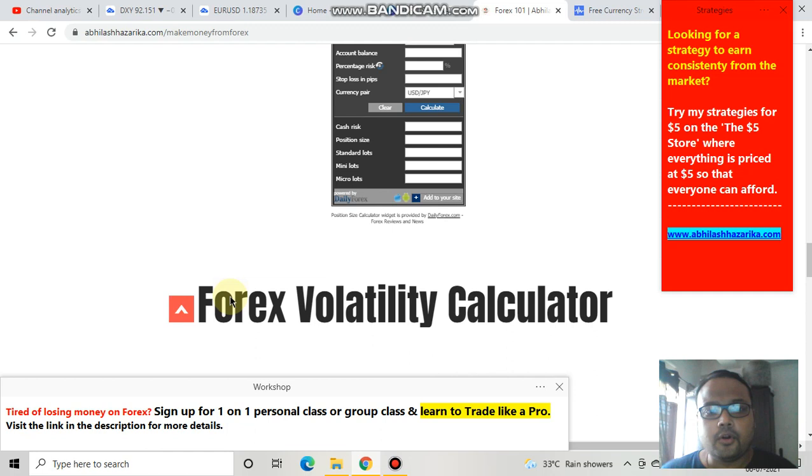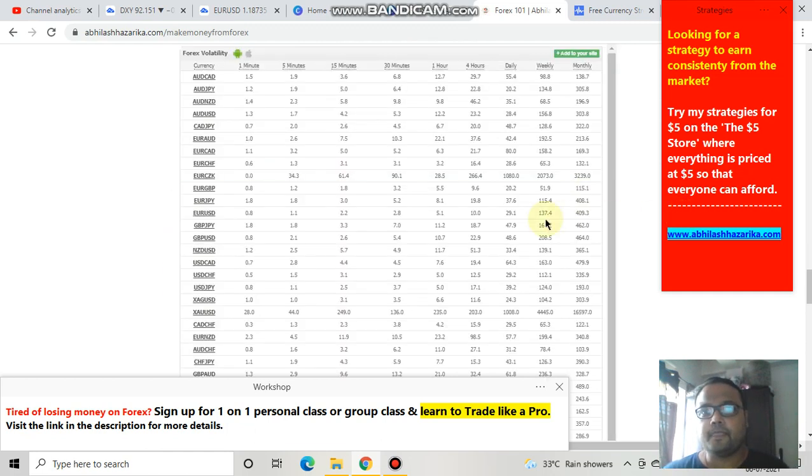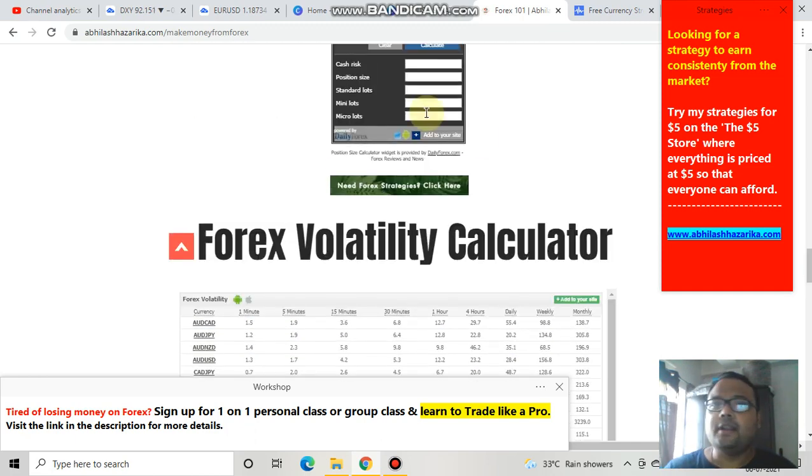And most importantly, if you go to the Forex volatility calculator, then you can see that this is the Euro USD, and in the 1 minute chart there is only movement of 0.8 pips, whereas in the 5 minute chart there is a movement of 1 pip. In the 30 minutes chart there is a movement of only 2.8 pips. On the 1 hour chart, movement of 5.1 pips. In the 4 hours chart, only movement of 10 pips. And in the daily chart there is just a movement of 29 pips. So this is the current volatility going on in the Euro USD, and this is not the currency pair that you should be trading right now.